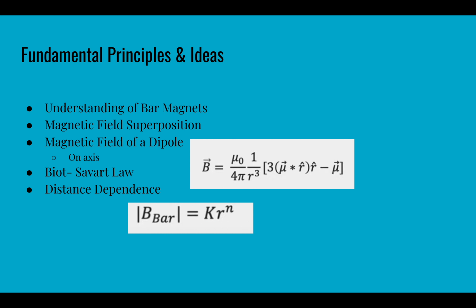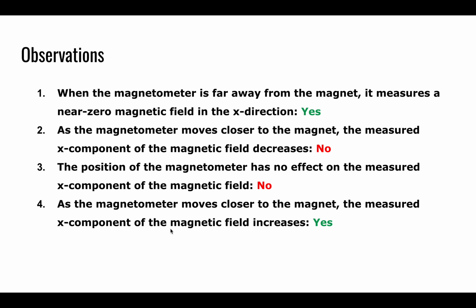With the Biot-Savart law, we can calculate the magnetic field at different points around the magnet. It's applicable because it provides a theoretical framework for predicting magnetic field variations with distance. Lastly, for distance dependence, investigating how the magnetic field strength changes with distance is the core of this experiment, and this allows us to explore and quantify the relationship between distance and the magnetic field. And you can see the two formulas for the Biot-Savart law and distance dependence here.